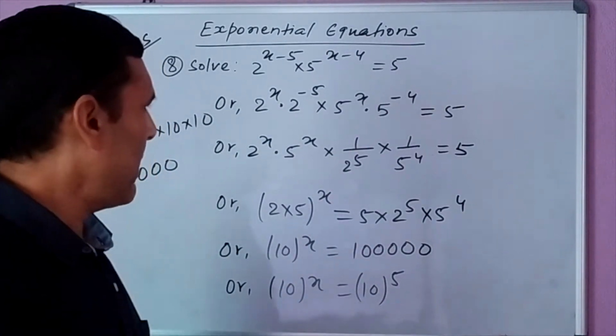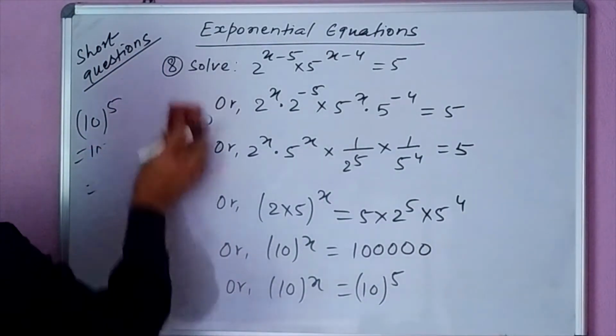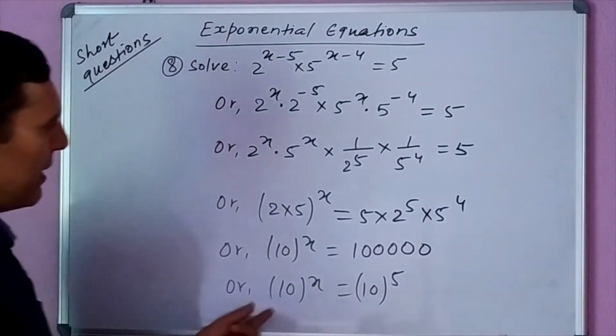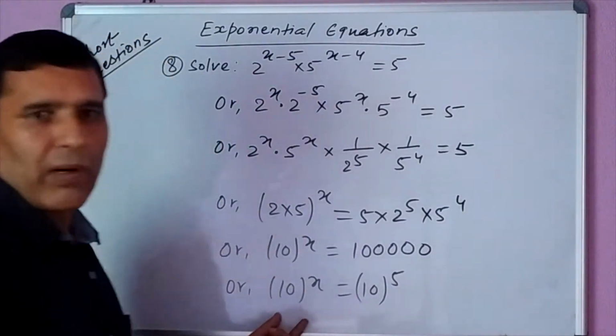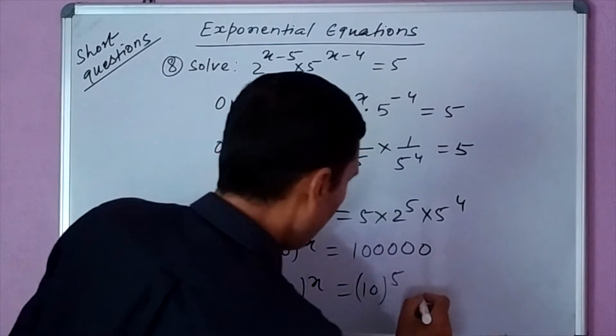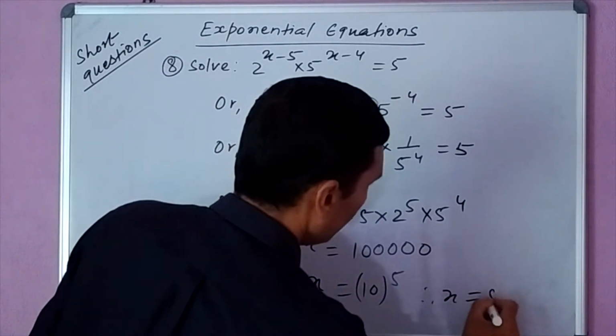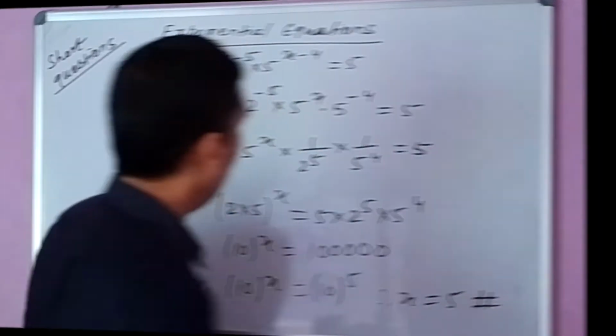Therefore, 1 with 5 zeros can be written as 10 to the power 5, to make the same base on both sides. By doing so, we have the same base 10 on both sides, and so the powers can be equated. Therefore, x is equal to 5. This is the answer. Okay, thank you.